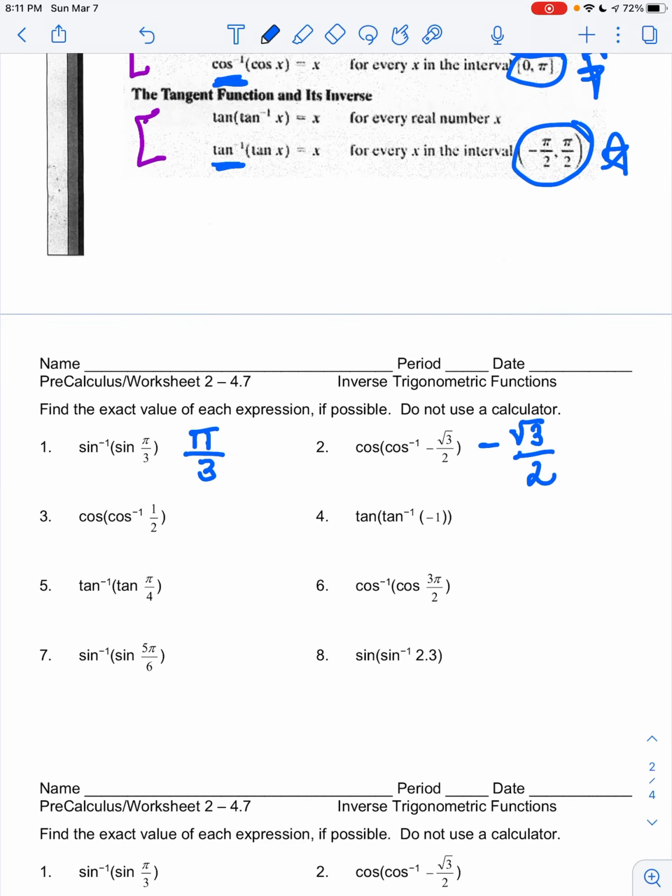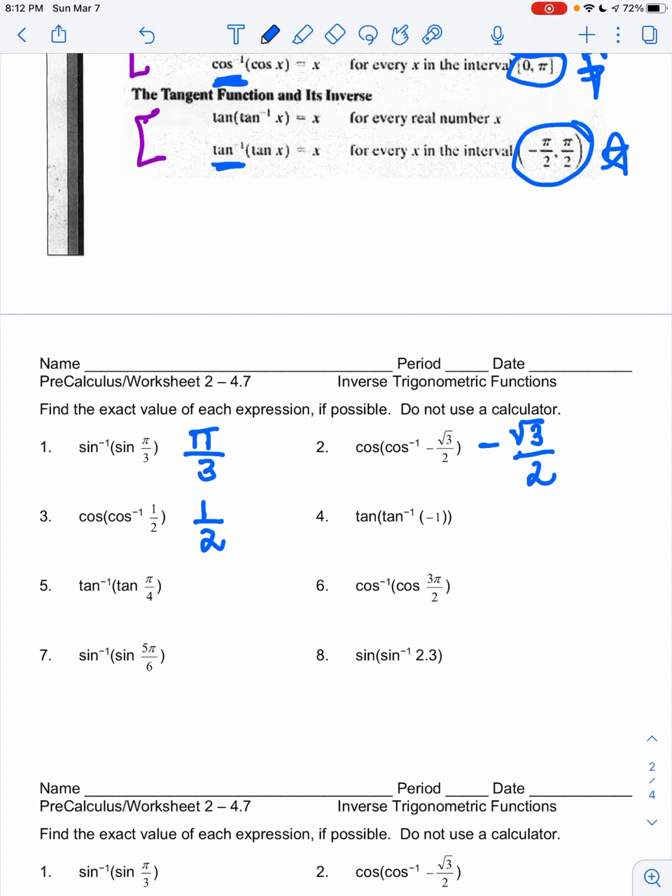How about the cosine of the inverse cosine of 1/2? Again, the cosine is going to undo the inverse cosine. We could find the angle that has a cosine value of 1/2, but when we take the cosine of that angle, it must return that same value as long as that value is between negative 1 and positive 1. How about the tangent of the inverse tangent of negative 1?